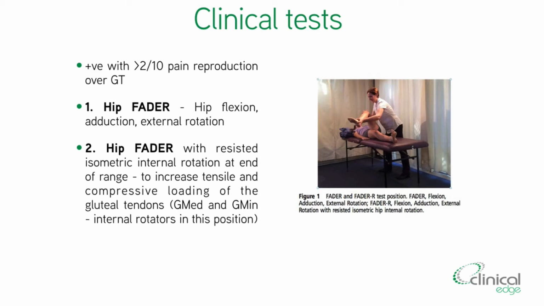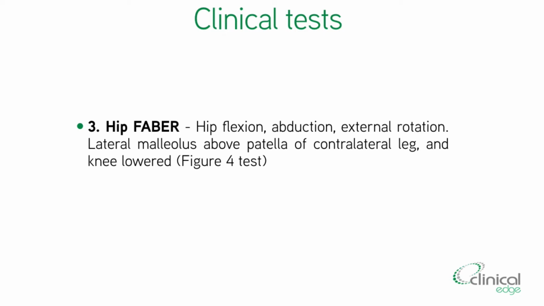So first off, they got the hip FADER. So you can see that in the picture. Hip flexion, adduction, external rotation. And then they added in a resisted component to it for the second test. So resisted internal rotation while they're at end of range external rotation. So that increased those tensile and compressive loading of the gluteal tendons on that greater trochanter and in that position.